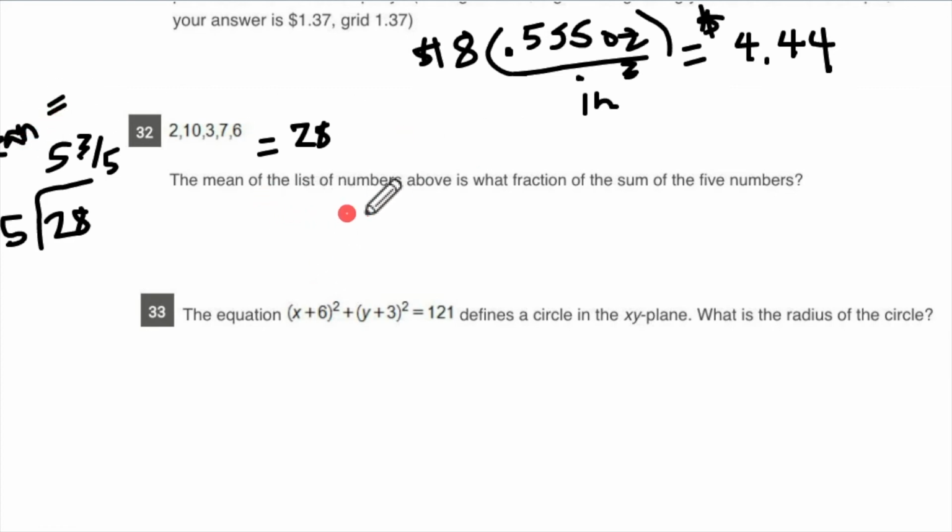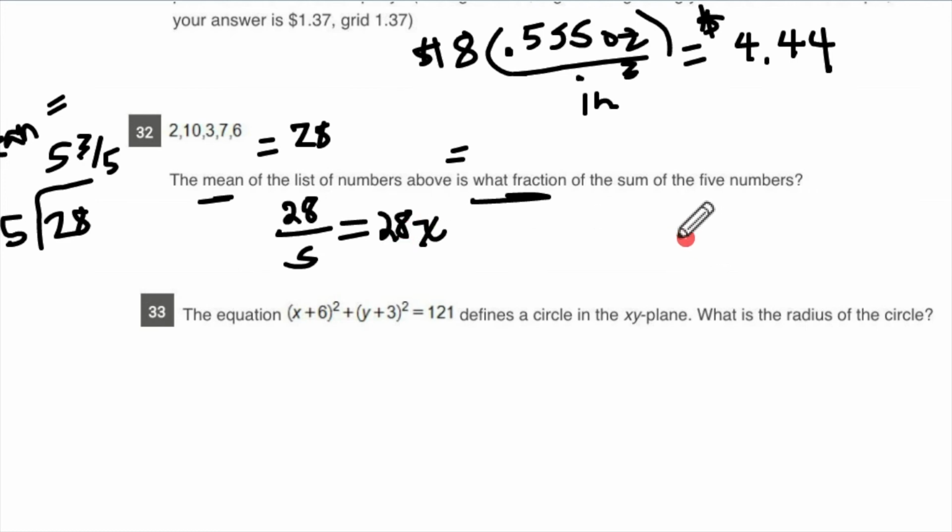And so they want to know what is the mean of the list of numbers. Now, if we translate this sentence into an algebraic equation, which is one way to do it, it says the mean, which is 28/5, so that's the mean. The mean of the list of numbers equals what fraction, that's our x, of the sum of 5 numbers, which is 28, right? And so this is of means times. So then I'm going to divide both sides by 28, which is the same as multiplying by the reciprocal. And so we're going to get x equals 1/5.